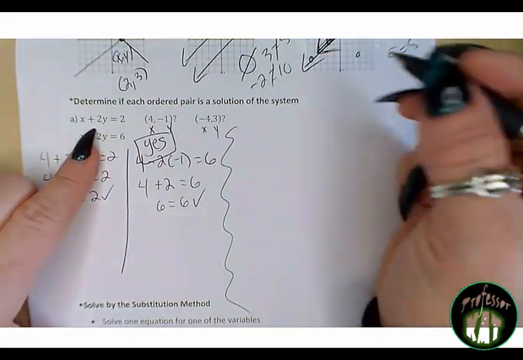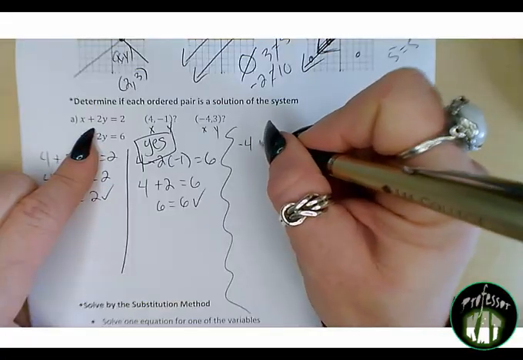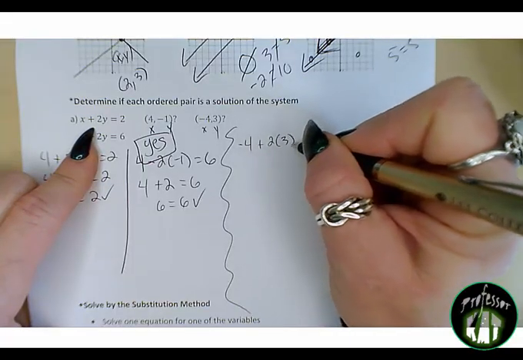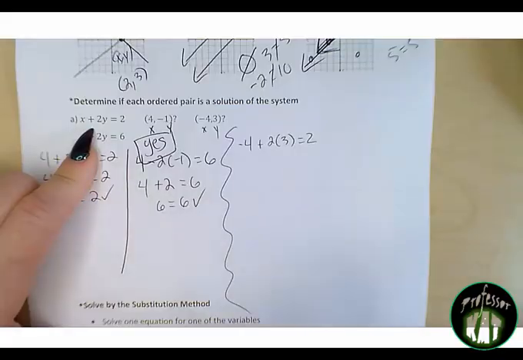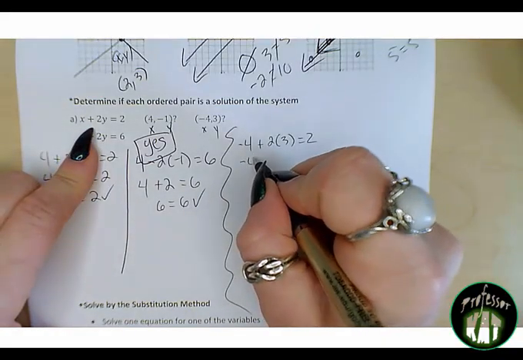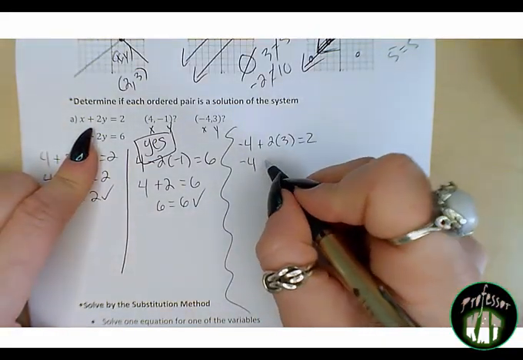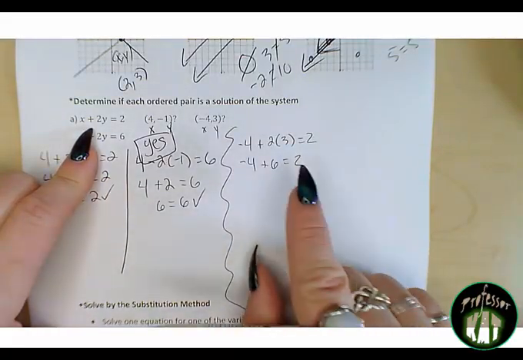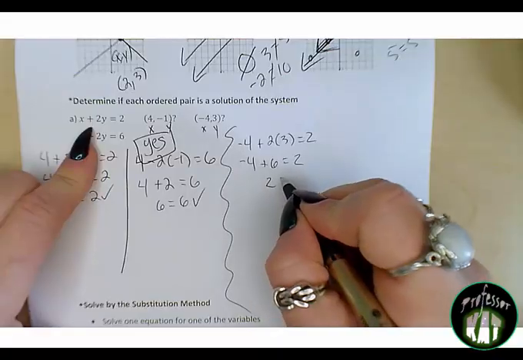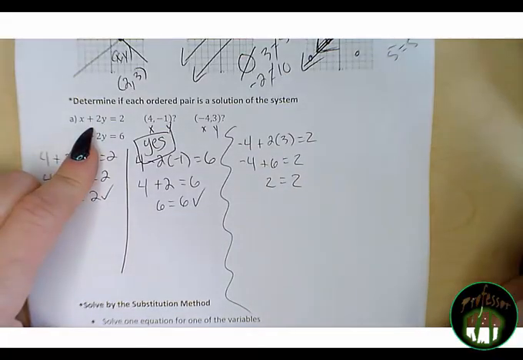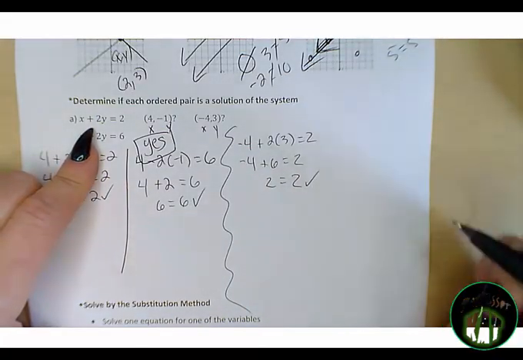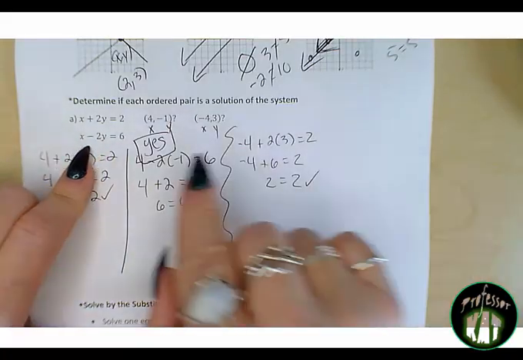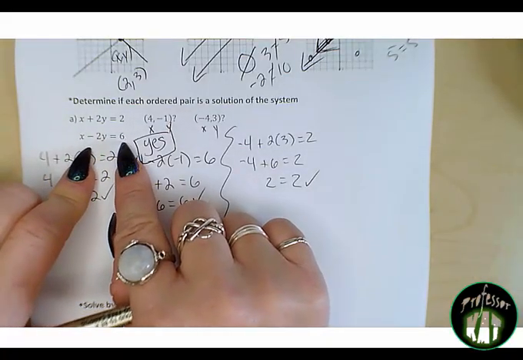Plugging it into the top equation gives us a negative 4 plus 2 times that 3. Does that equal a 2? Dropping down that negative 4, 2 times 3 is a 6. That's going to equal a 2. Negative 4 plus 6 is a 2, giving me that 2 equals 2. That is true. Let's double check and make sure that it works for the second equation, though.